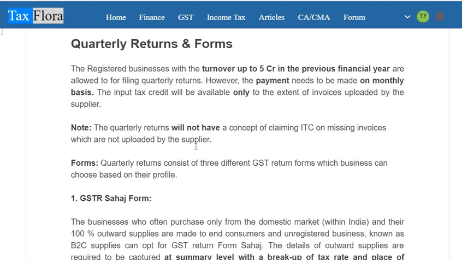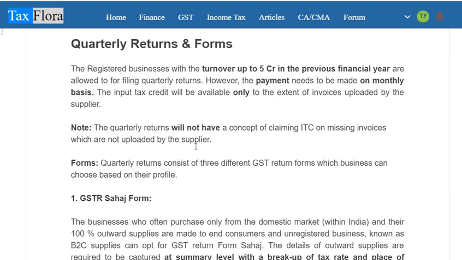Basically, quarterly returns means that already we saw for monthly returns the business turnover should exceed 5 crores. That means the persons whose turnover is less than 5 crores can file their returns on a quarterly basis. This is so much relief for small and medium enterprises. The government is giving this relief because there is so much burden in filing GST returns, so much accountancy work, so much staff involved. So to overcome all these problems, the government has initiated these quarterly returns and forms.